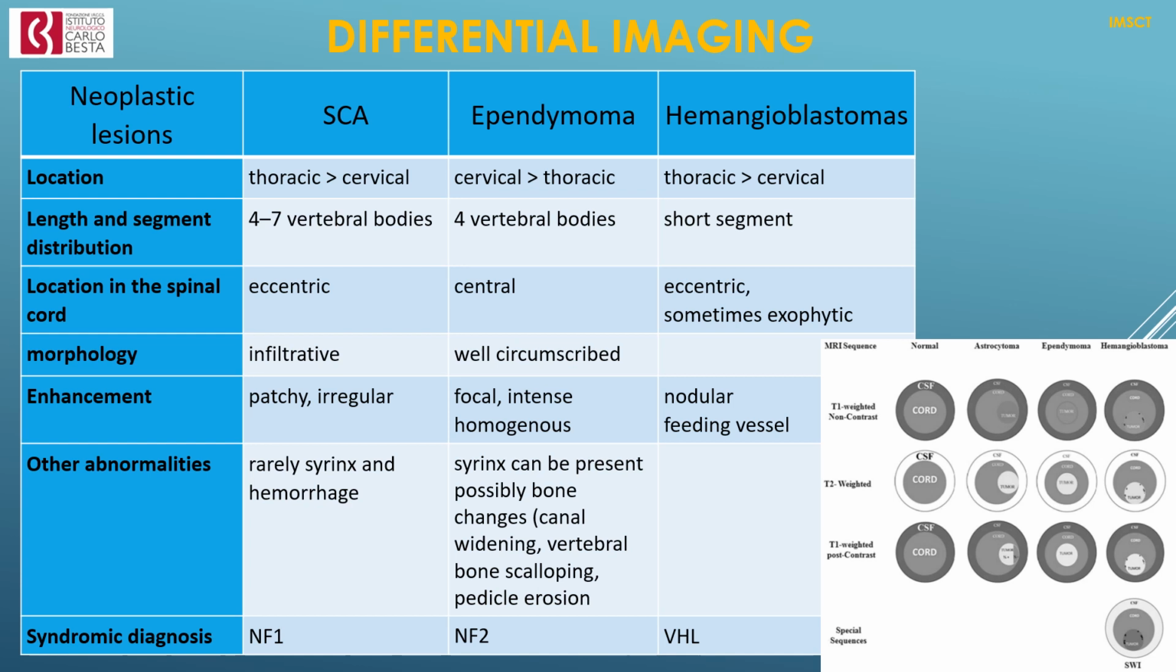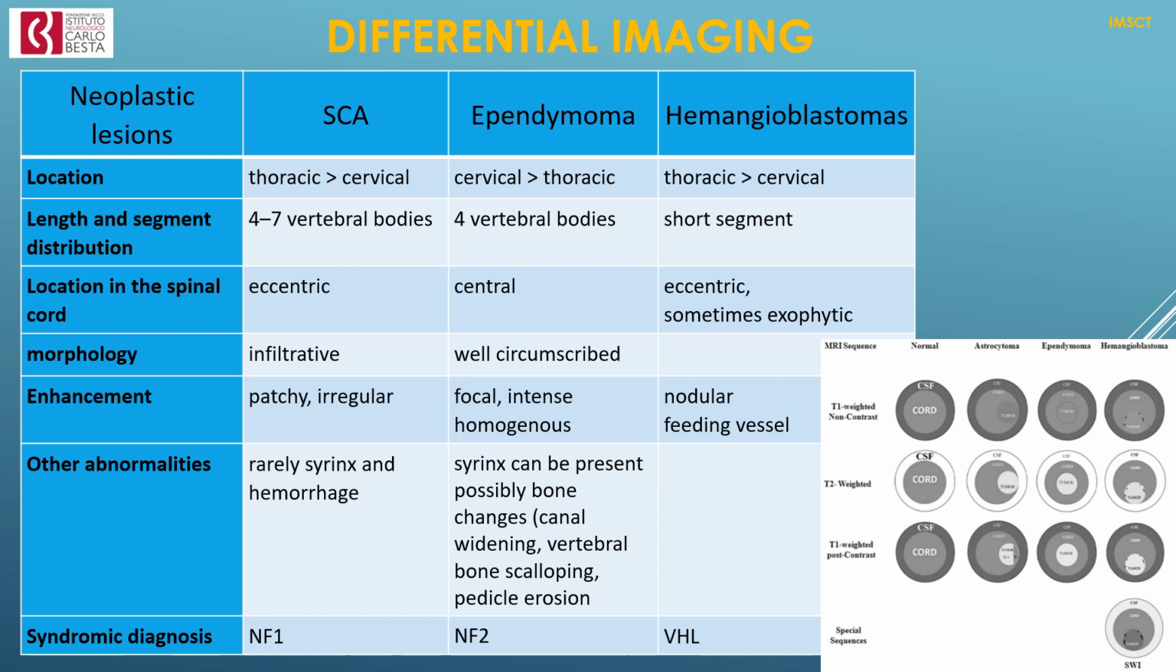Astrocytoma is usually thoracic and it extends to 7 segments compared to ependymoma that is mostly localized at the cervical level and is around 4 segments long. It occupies the central part of the spine, meanwhile the astrocytoma is typically eccentric. Moreover, the ependymoma is a well-defined lesion with homogeneous enhancement. The astrocytoma grows with an infiltrative pattern and has patchy enhancement.